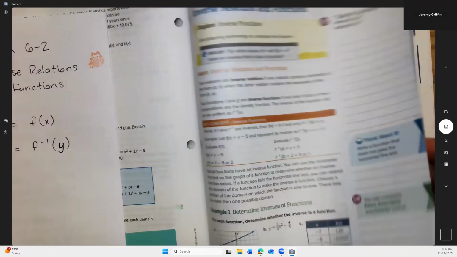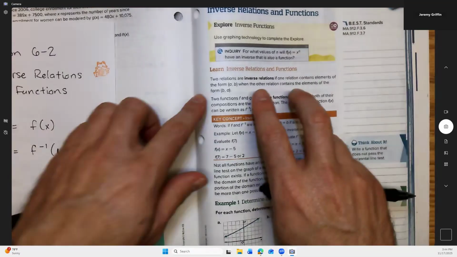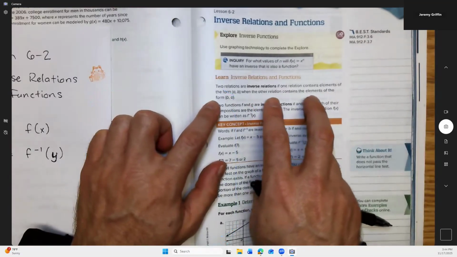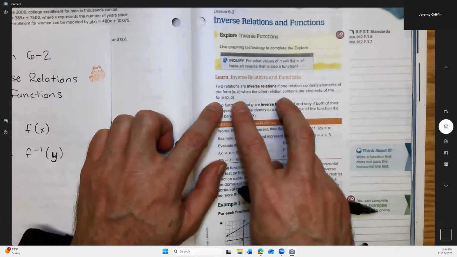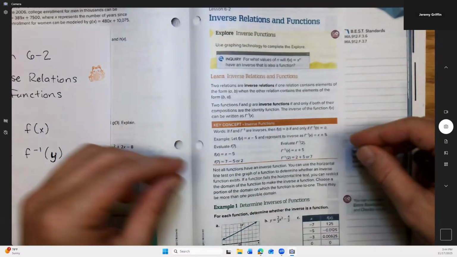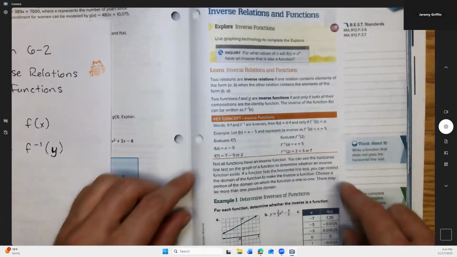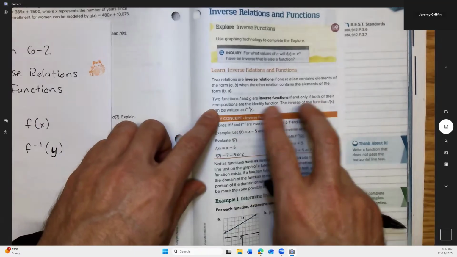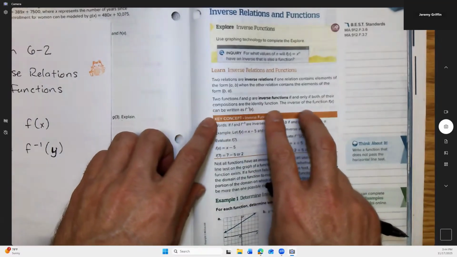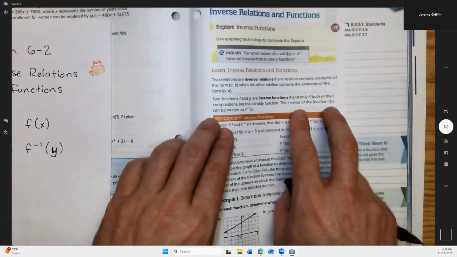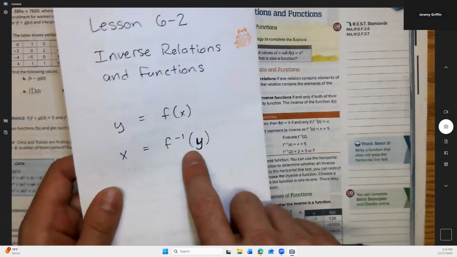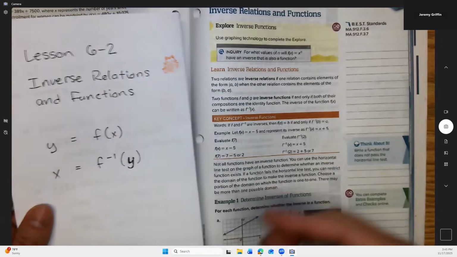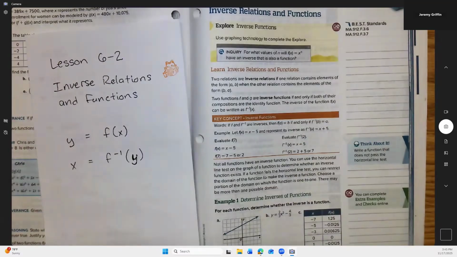All right, so back to the beginning. Two relations are inverse relations if one relation contains elements in the form (a, b) and the other relation contains elements in the form (b, a). So you can just swap all the x and y values. Two functions f and g are inverses if and only if both their composites are the identity function. The inverse function of f of x can be written as f negative one of x. See where I put this superscript negative one? That's not a power of negative one. It's just notation to designate the inverse function.